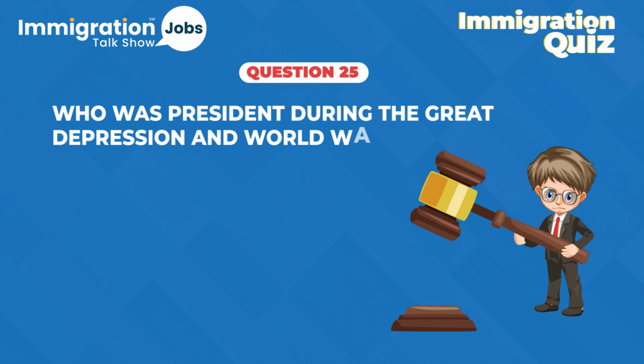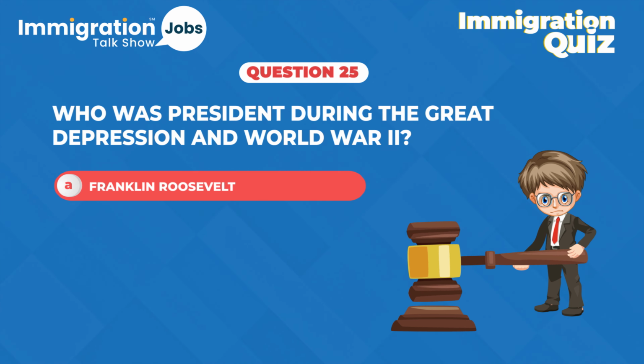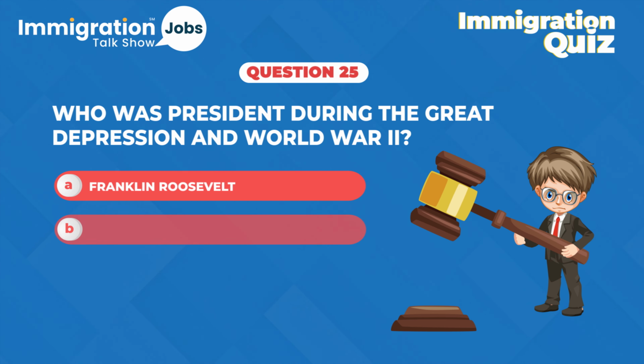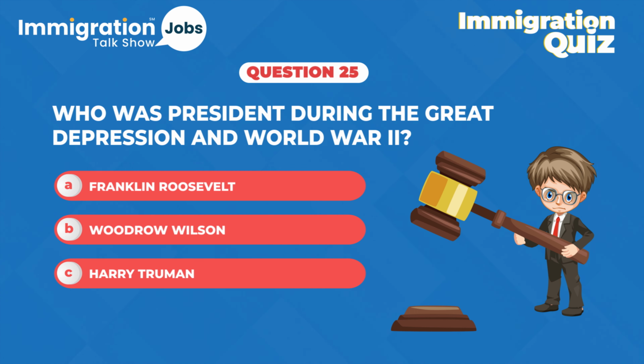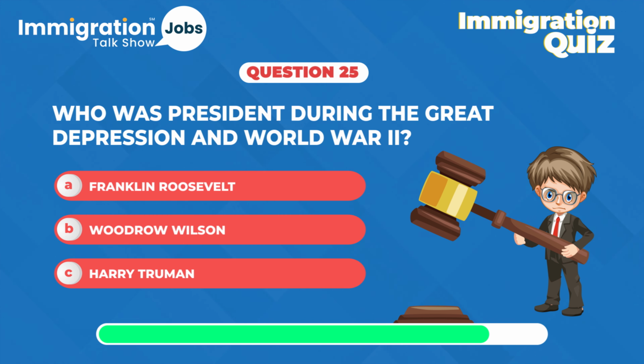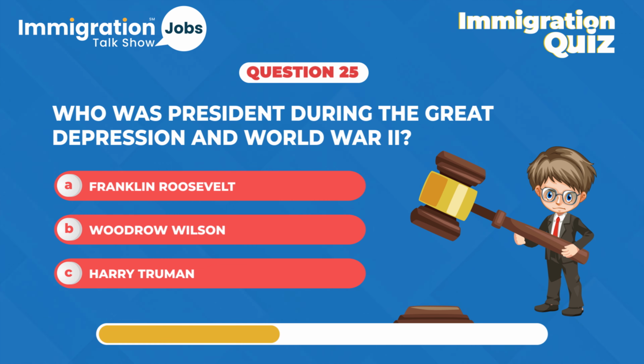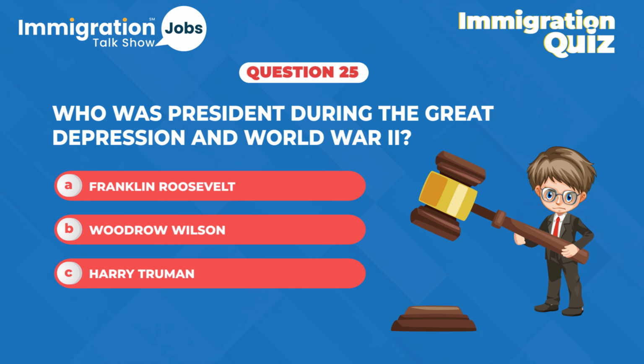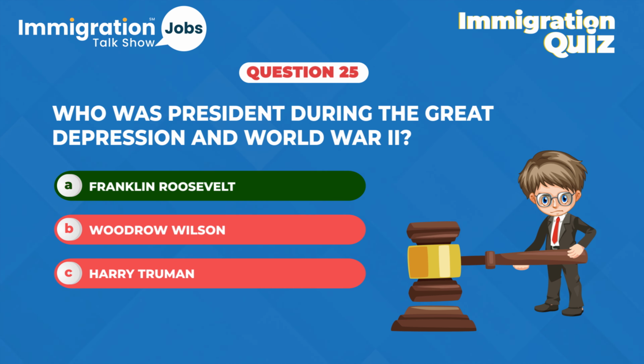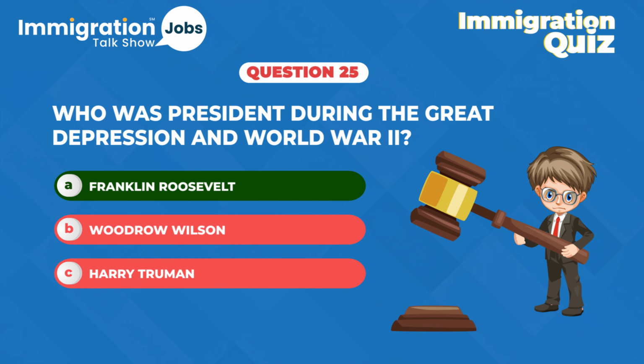Who was the president during the Great Depression and World War II? Option A, Franklin Roosevelt. Option B, Woodrow Wilson. Or option C, Harry Truman. And the correct answer is option A, Franklin Roosevelt.